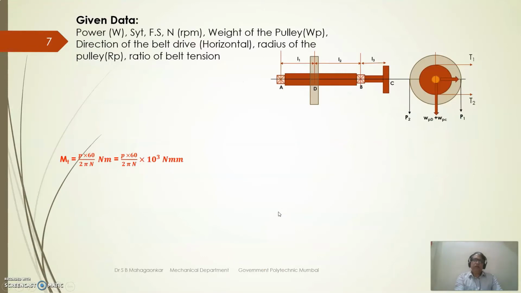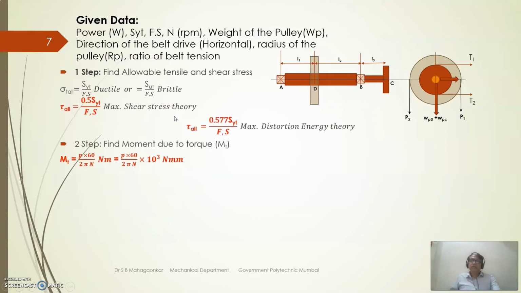So now we will go for the other related problem. The two pulleys are there here. The given data is power, which is in watts. Usually they will give it in kilowatts or megawatts, so we have to convert it into watts. And then the yield strength, the factor of safety, RPM, weight of the pulley, direction of the belt drive, radius of the pulley, and the ratio of the belt tensions. These are the things they will give.